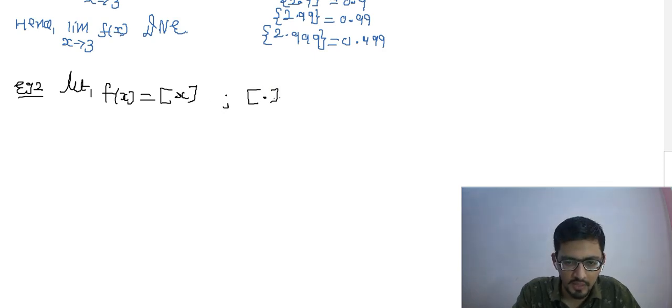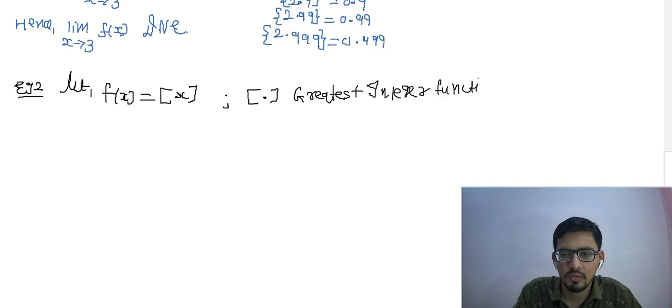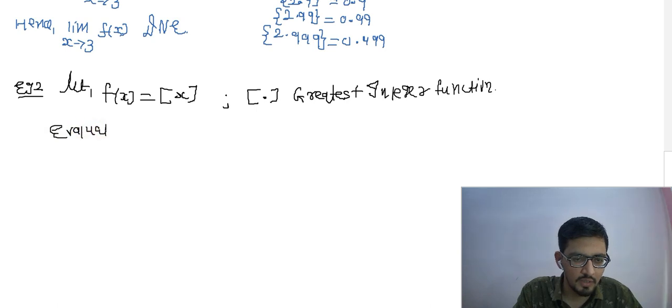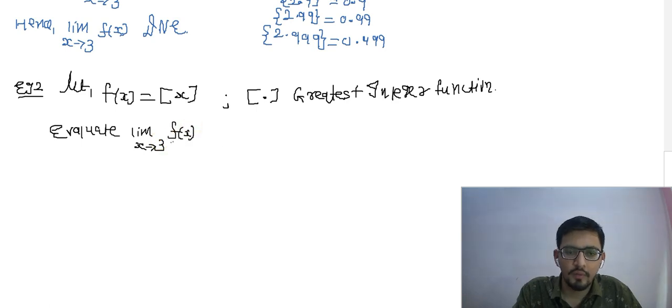So like this they will write in the question f of x is equal to this, and here they will write something that indicates this is the greatest integer function. Now you know the role of the greatest integer function. So what I am asking is, for example, evaluate limit x tends to 3 of f of x. First you can try this question yourself by pausing the video, and then you can compare the answer. It will be good.